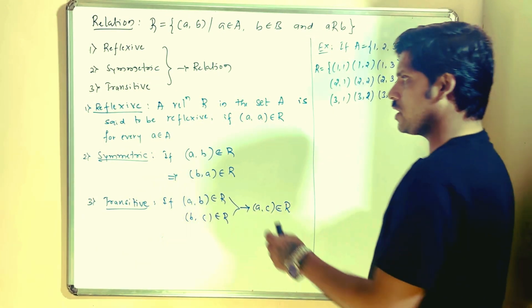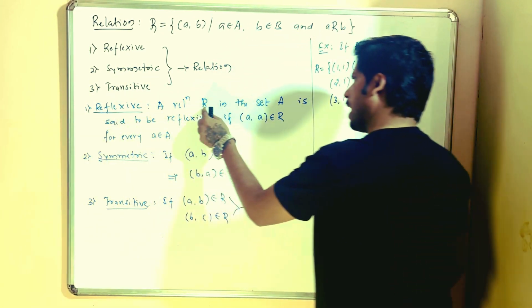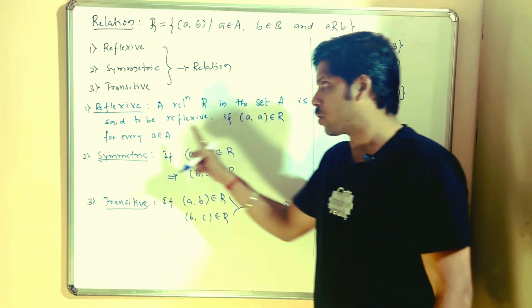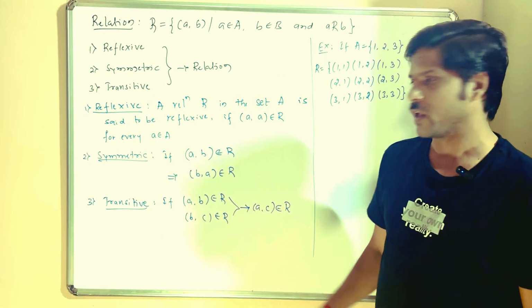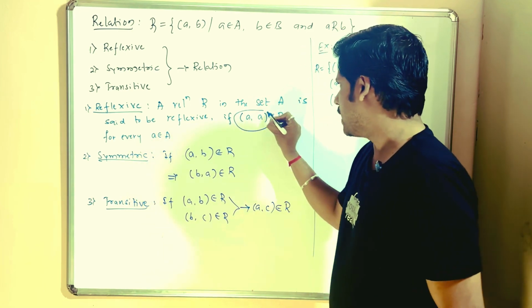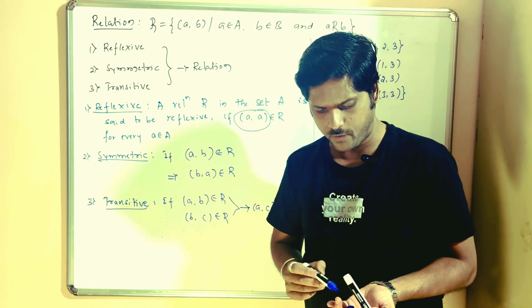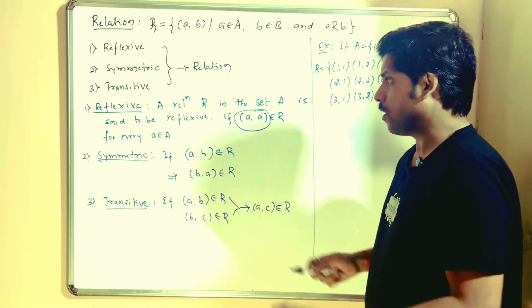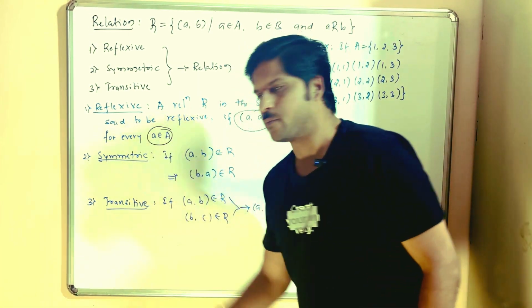First, what is the definition of reflexive? A relation R in the set A is said to be reflexive if (A, A) belongs to R. If (A, A) belongs to R, then check it here, for every A belongs to A.